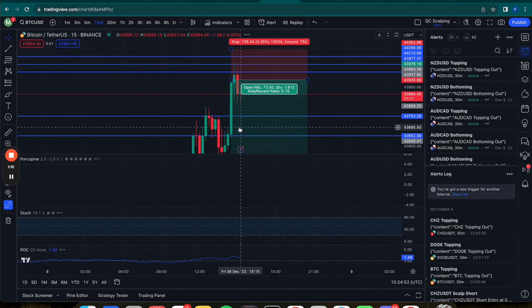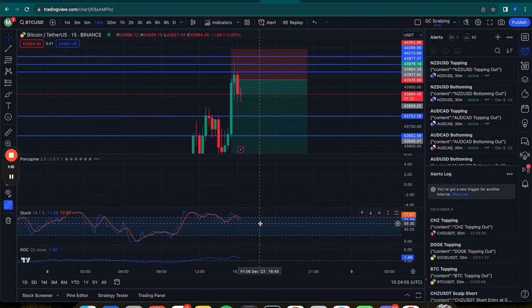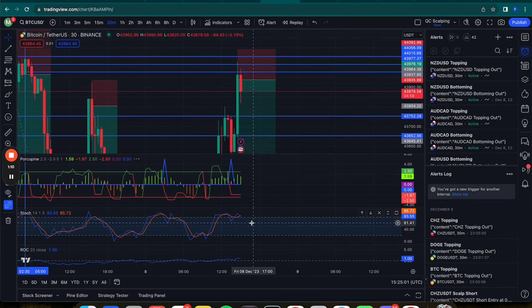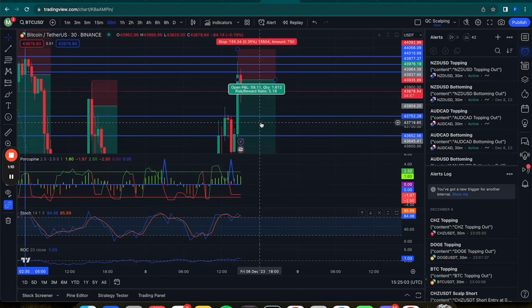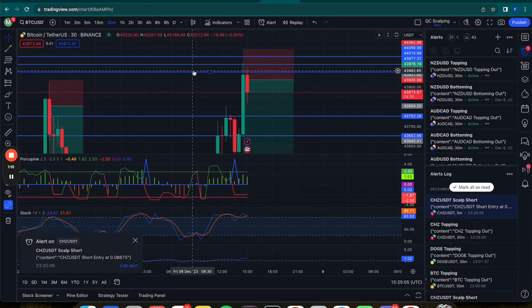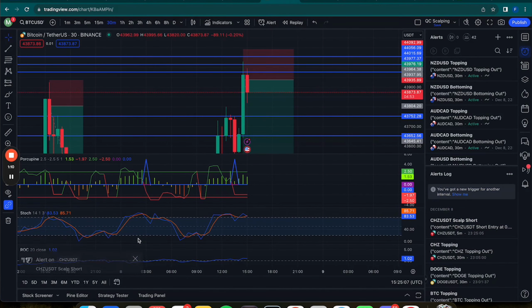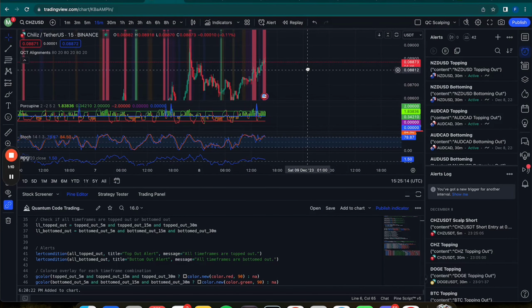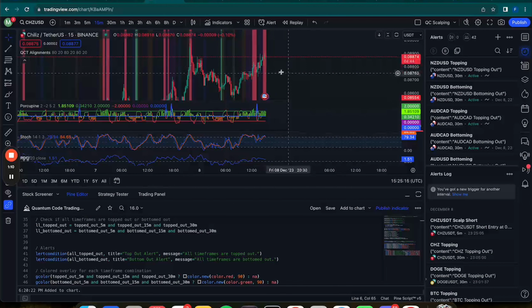What's our 15 minute doing? Turning down. Great. What's our 30 minute doing? Turning up still, but the next candle should probably save this. CHZ just threw out a short here. Valid.